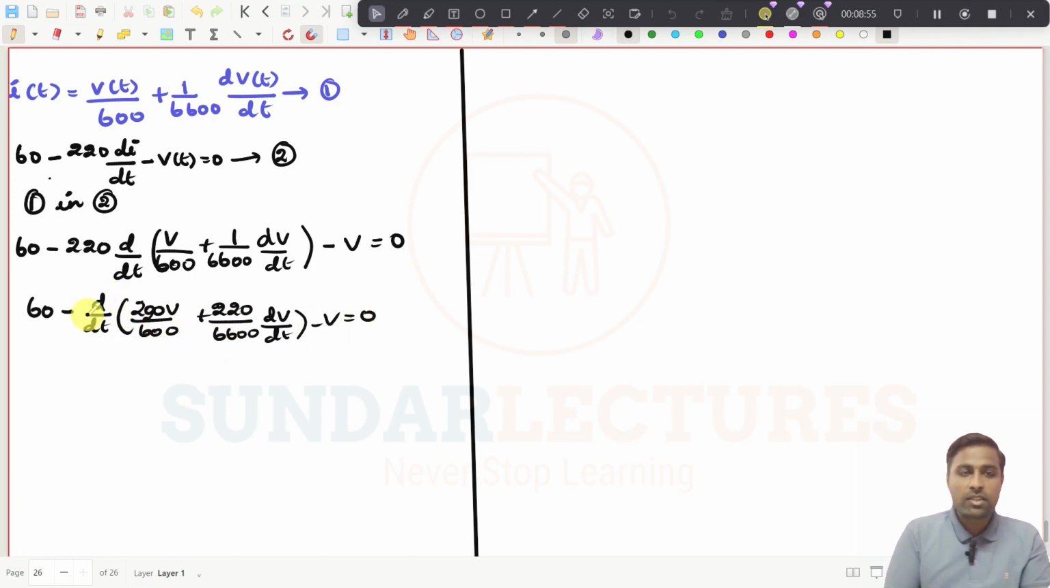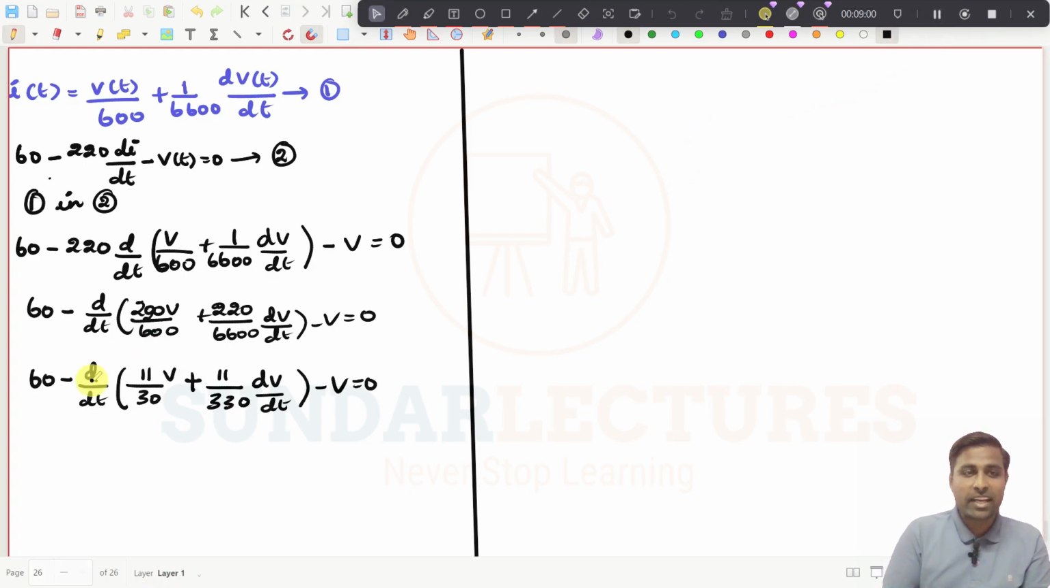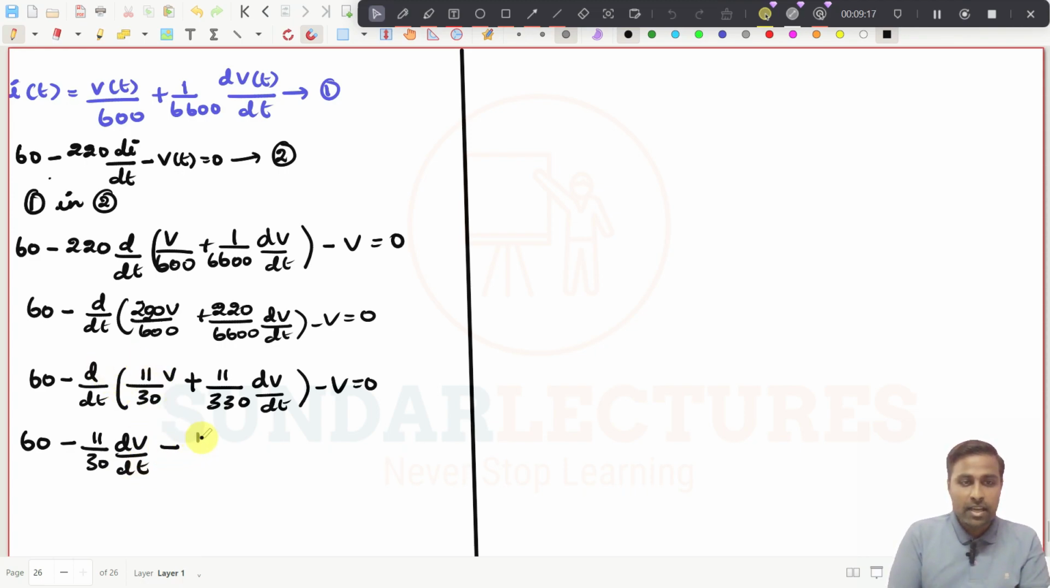If you simplify and write down this expression, you are getting an expression like this. I have just simplified, and if you multiply inside, what I will get is 60 minus 11 by 30 dV by dt, and then again minus 11 by 330, it is now d square V by dt square.